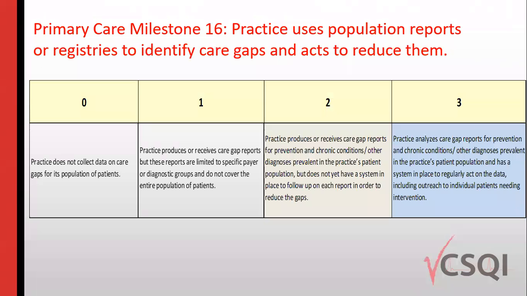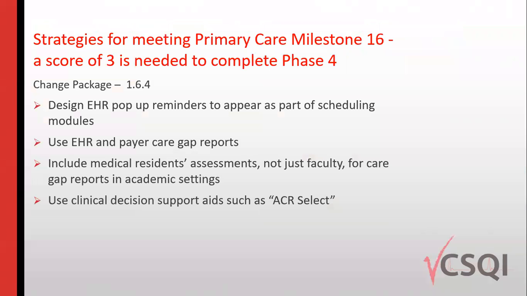Next slide, please. All right, so we're almost done. The next milestone is milestone number 16. The practice uses population reports or registries to identify care gaps and act to reduce them. So 0, the practice has not collected data on care gaps for its population of patients. Scaling up to a 3, which is what is needed to progress to the next phase, Phase 4. So a 3 is needed to progress on to Phase 4.